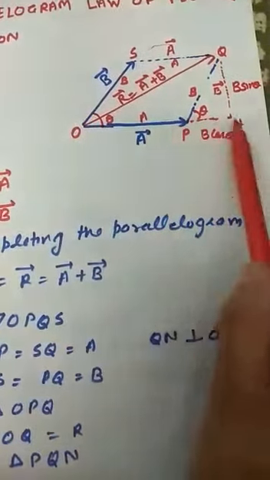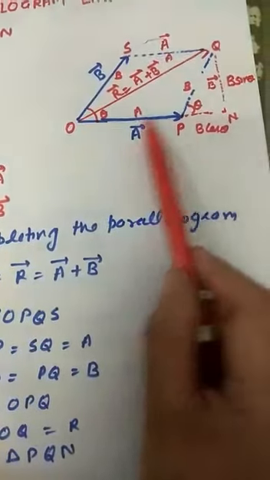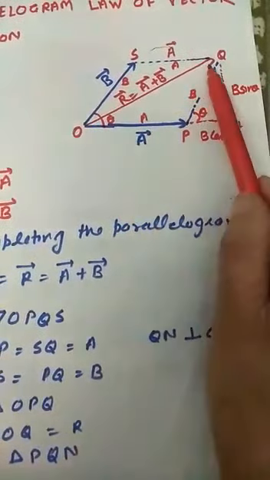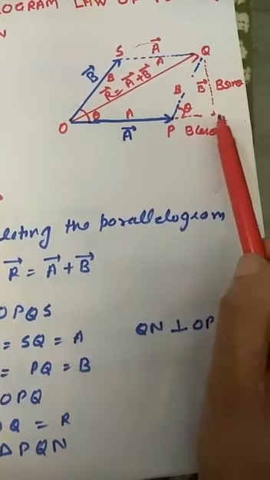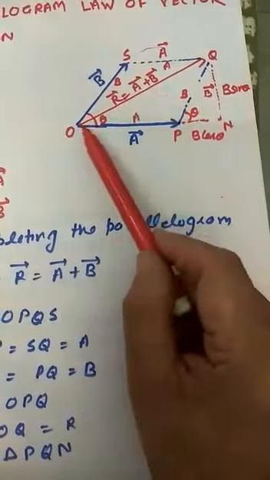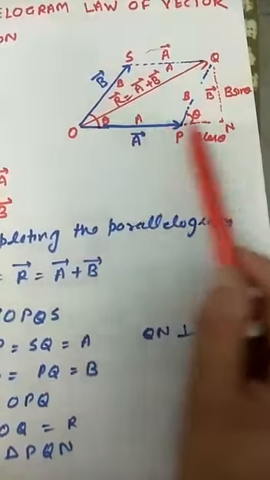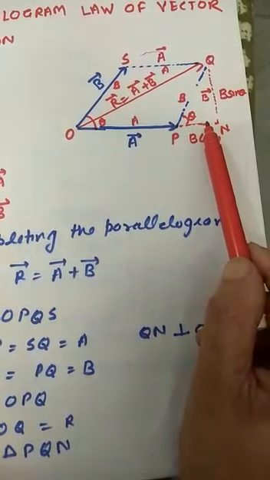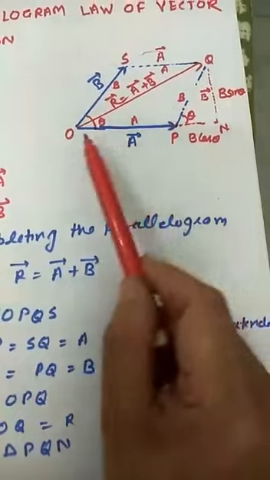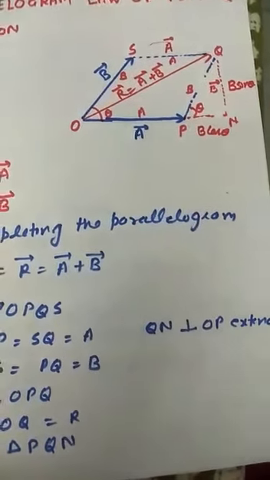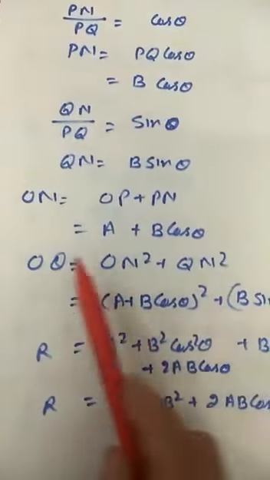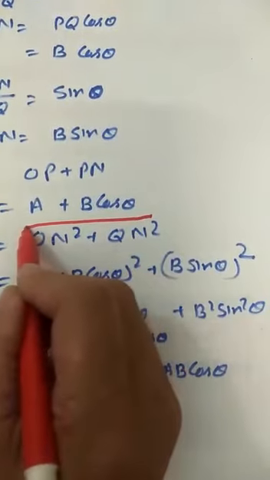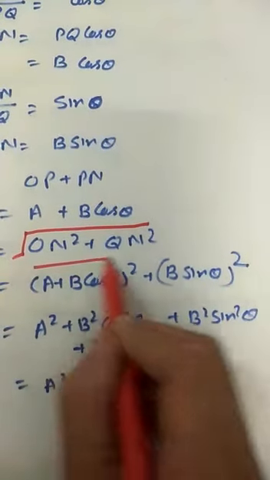Now ON is equal to OP plus PN. OP is A and PN is B cos theta. The magnitude of OQ is R and QN is B sin theta. In triangle OQN, this is the right angle, so OQ squared is equal to ON squared plus QN squared, and R is its square root.